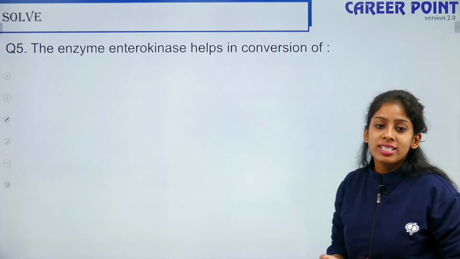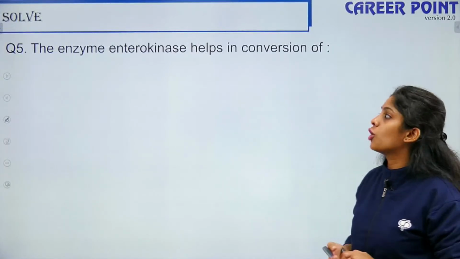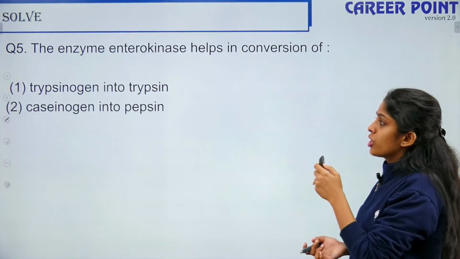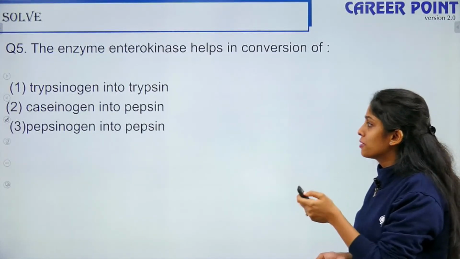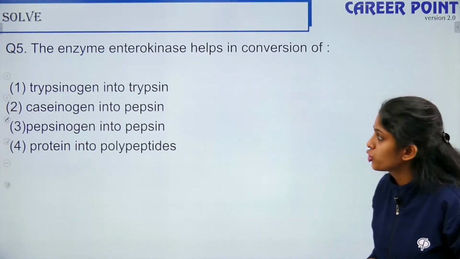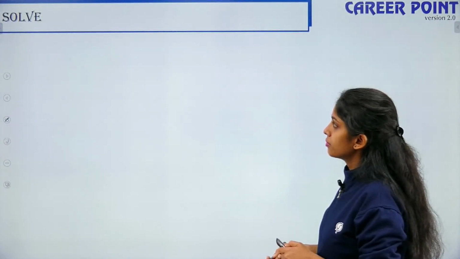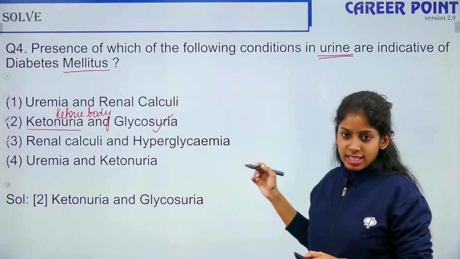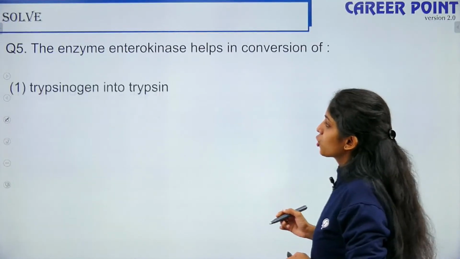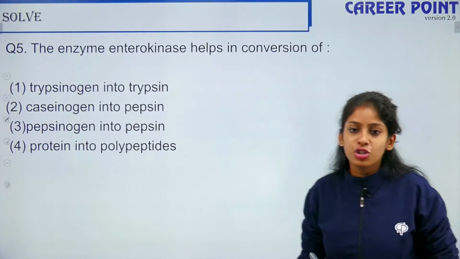So the next one, question number 5. The enzyme enterokinase helps in the conversion of what? Trypsinogen into trypsin, caseinogen into pepsin, pepsinogen into pepsin, or protein into polypeptide. So previously you had a question from excretion, one from body fluids. Yes, question 5. The enzyme enterokinase helps in the conversion of what to what?